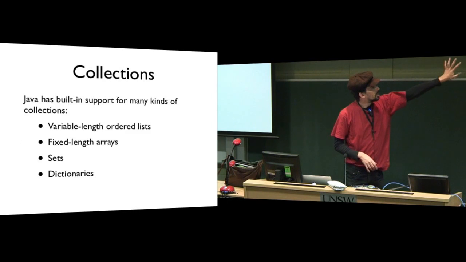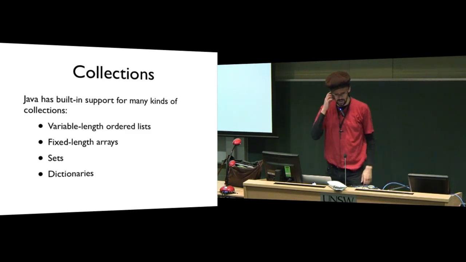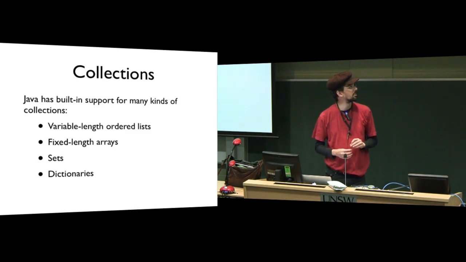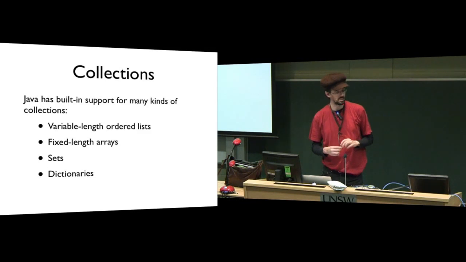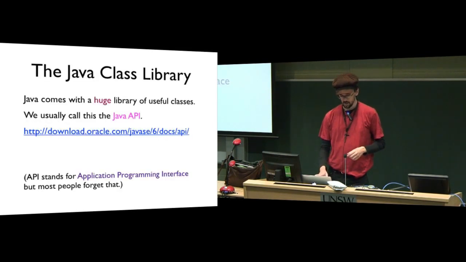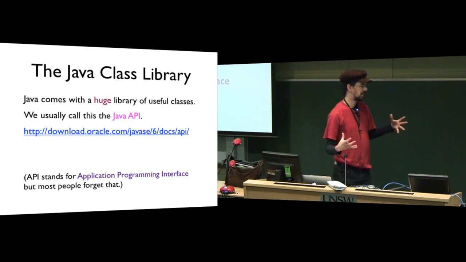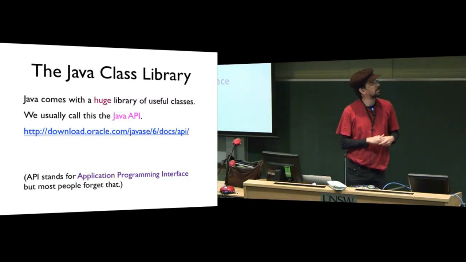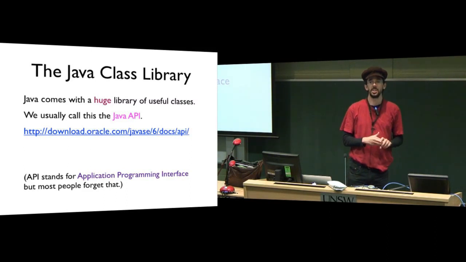But for the time being, we're just going to look at variable length ordered lists, or lists. When I refer to a list, I'm going to mean that it's a variable length ordered list. Sometimes the terminology gets a bit loose in this area, but usually that's what we mean by list. So how do we implement a list? The good thing is we don't have to, it's already done for us.